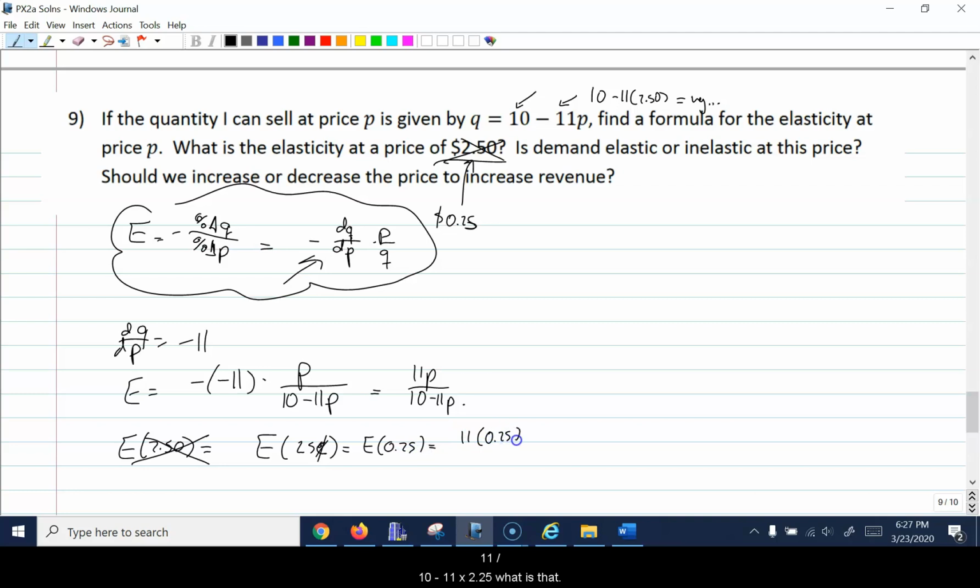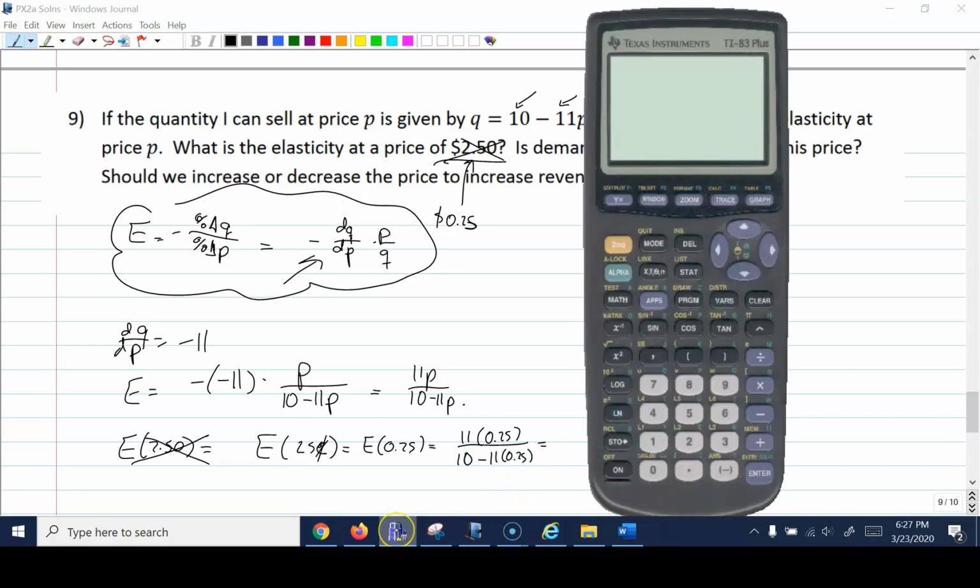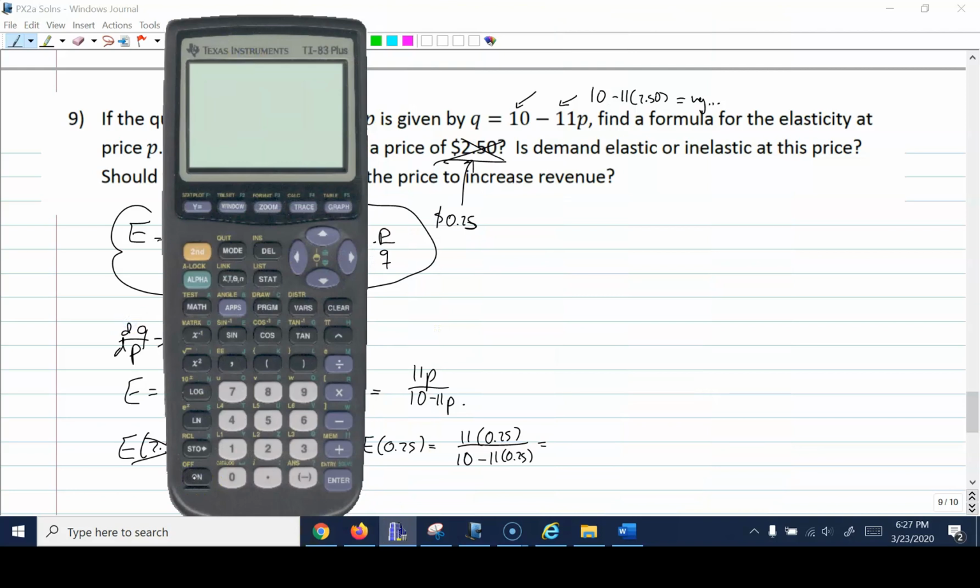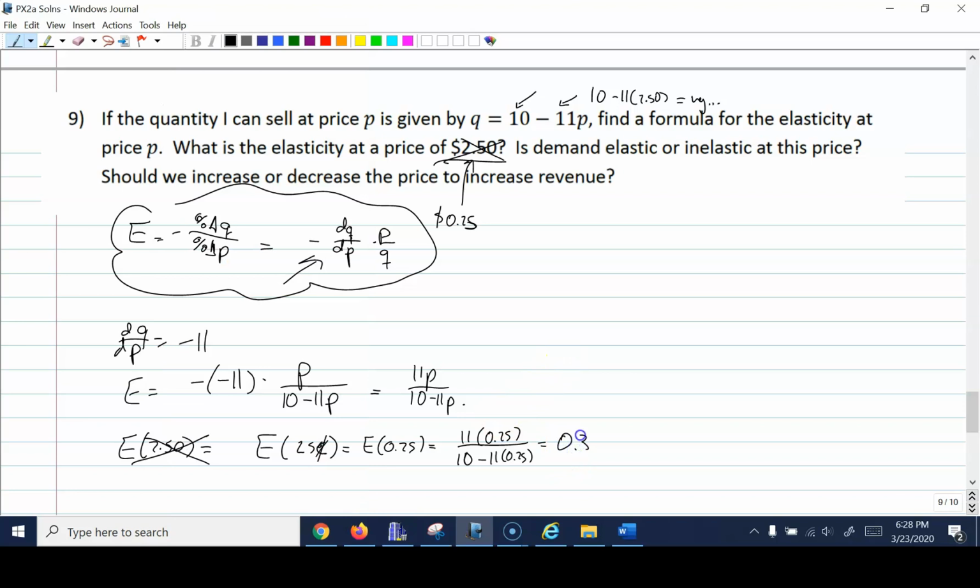What's the elasticity at 25 cents? It's 11 times 0.25 divided by 10 minus 11 times 0.25. What is that? 0.379. There's our elasticity. Is demand elastic or inelastic? This is less than 1, so demand is inelastic at that price.